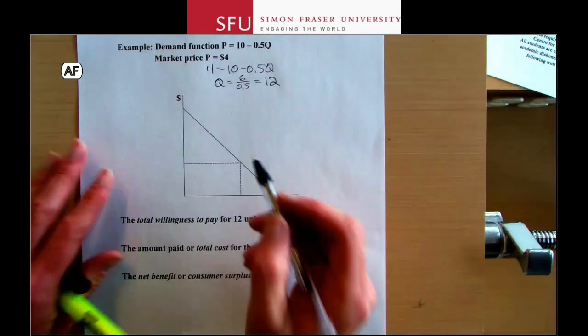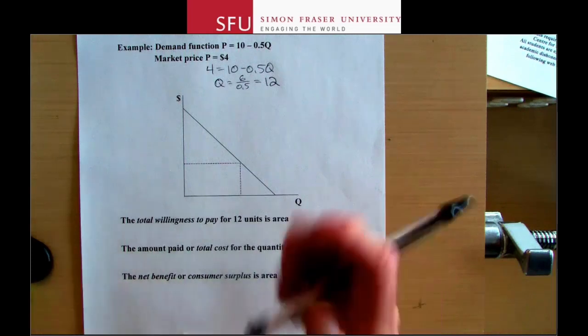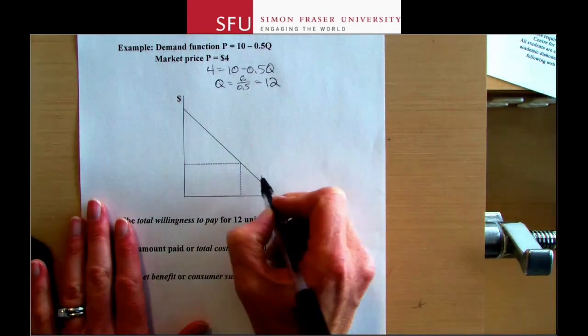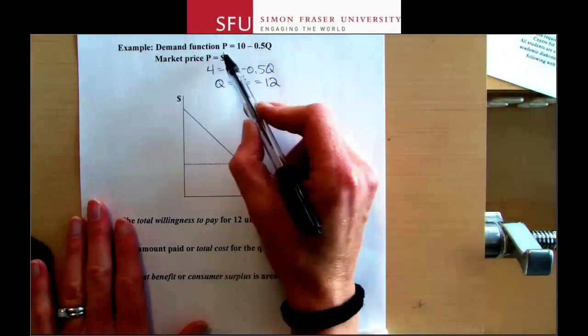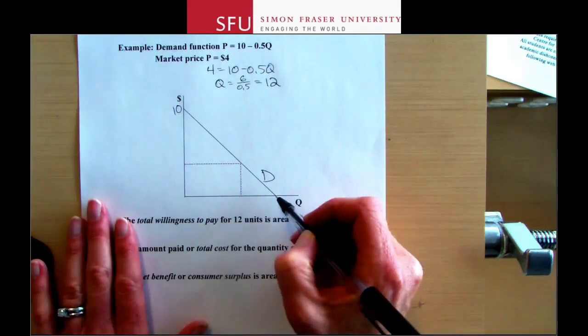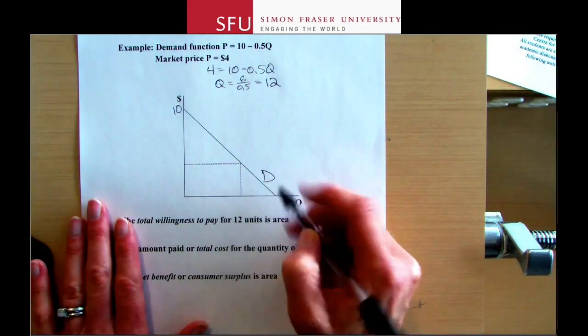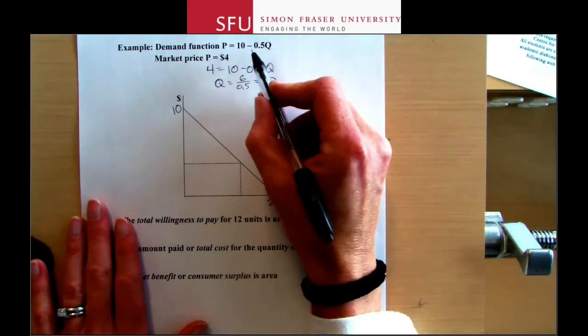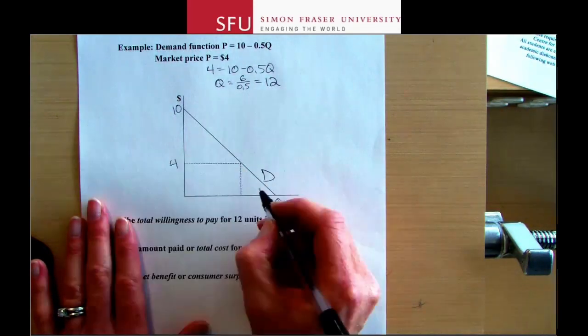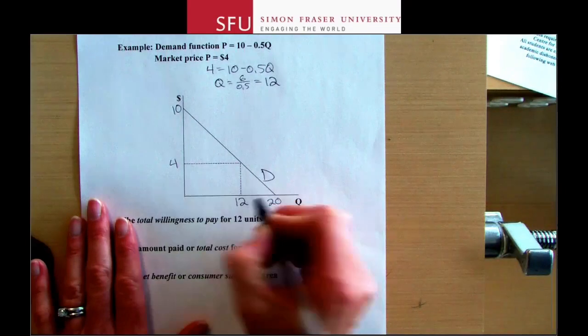Okay, and then we'll fill in the graph. All right, so I'll start with the demand curve. Now the demand curve starts at P equals 10, so that's that number. And then the horizontal intercept will be 20, because there's a slope of minus 0.5. And then this point here is the price of $4, and they will buy 12.